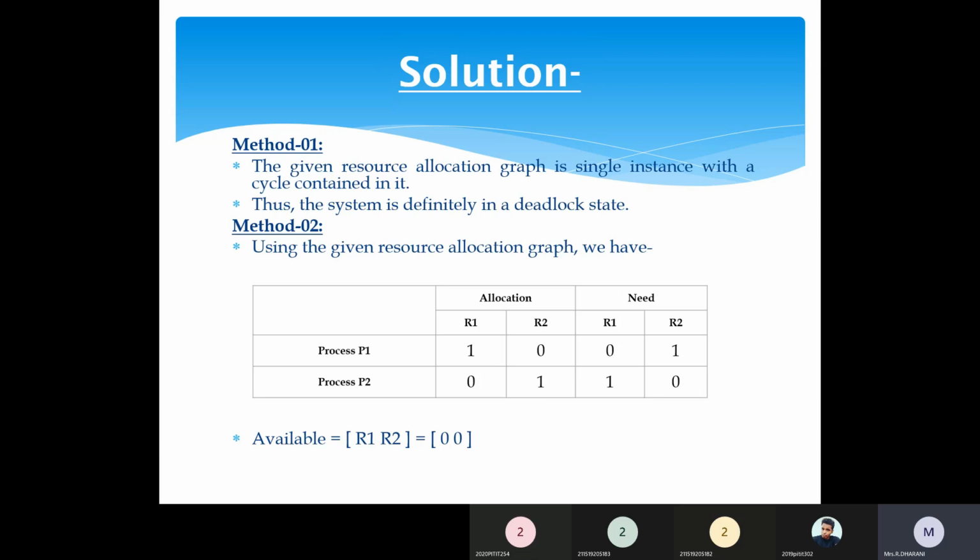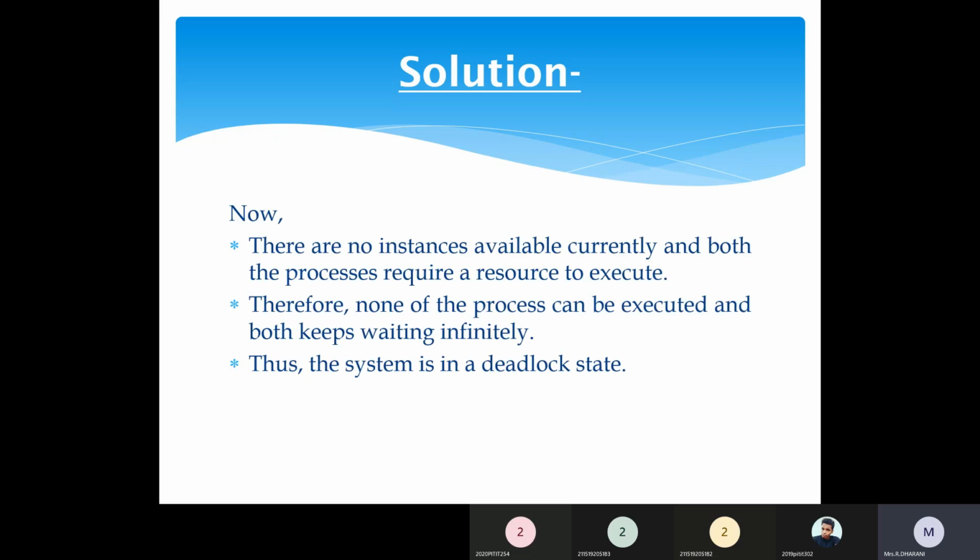Method 2, that is rule 2. Using the given resource allocation graph, process 1 has resource R1 and it is requesting R2. Process 2 already has resource R2, but it is in need of R1. So availability is 0 and 0. So surely a deadlock will occur. Now there are no instances currently available, and both processes require resources to execute. Therefore, neither process can be executed, and both keep waiting indefinitely. Then the system is in a deadlock state.